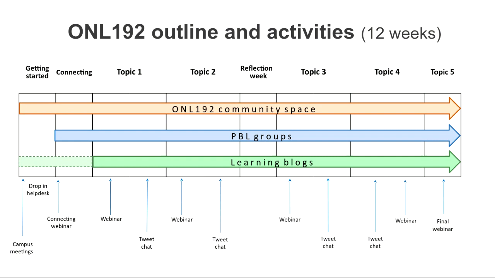And then from the connecting week, you can see the PBL groups start working and work throughout the course together. And then also participants have their own learning blogs, really starting from writing a reflective blog post from topic one. So these are the main different parts of the learning process: a community space, PBL groups, and the learning blogs.